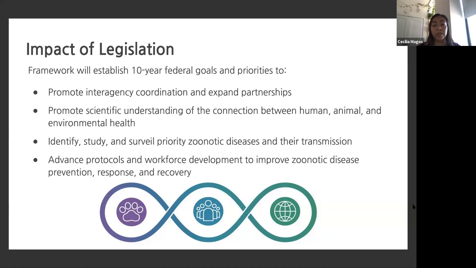This framework is already used in other countries across the world. For example, in the UK, One Health is used to monitor antibiotic resistance in their livestock to reduce the risk of an outbreak among their civilian population. So this is something that can be adopted by our government as well.